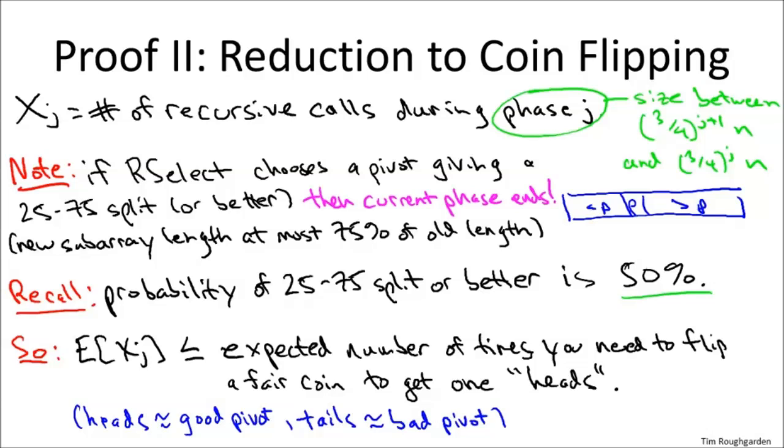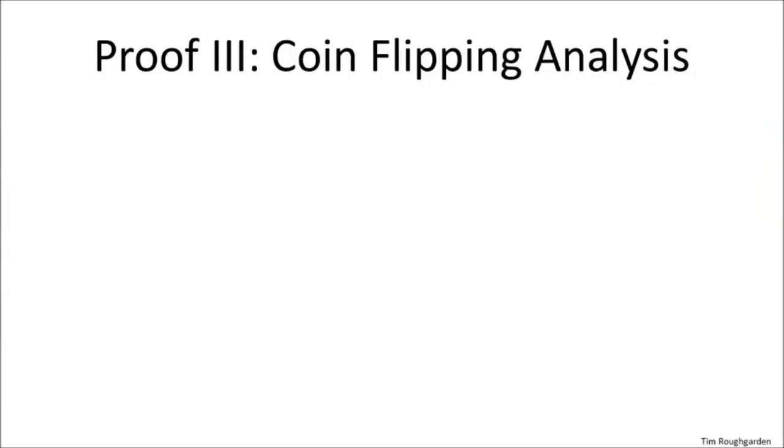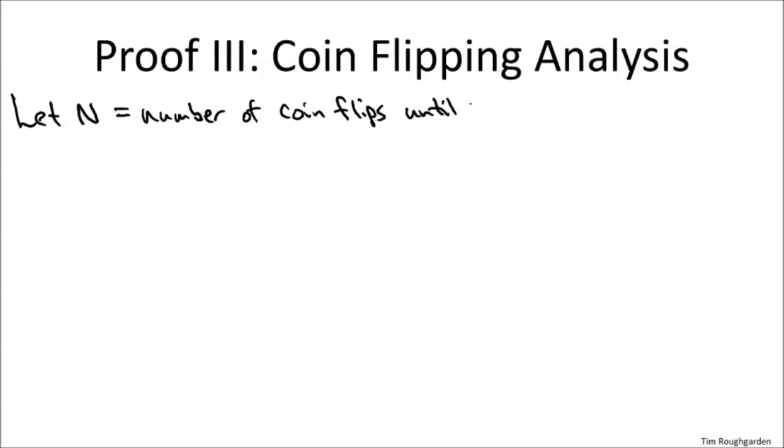So what have we accomplished? We've reduced the task of upper bounding the expected number of recursive calls in a phase j to understanding the expected number of times you have to flip a fair coin before you get one heads. So on the next slide, we'll give you the classical and precise answer to this coin flipping experiment. So let me use capital N to denote the random variable, which we were just talking about, the number of coin flips you need to do before you see the first heads. It's not very important, but you should know that these random variables have their own name. This would be a geometric random variable with parameter 1/2.